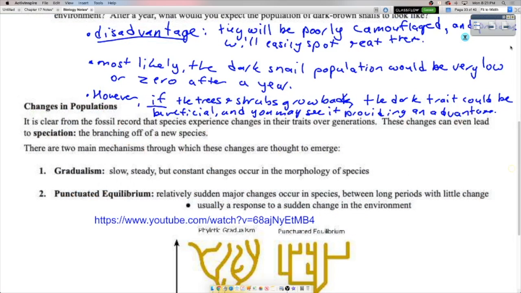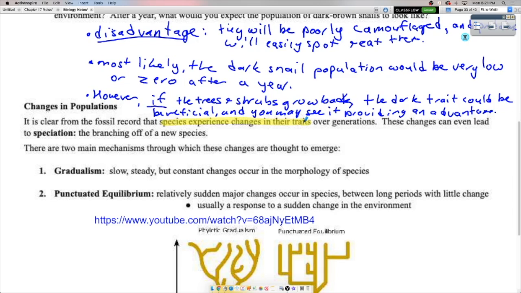Okay, so we're kind of starting to get into the idea here that populations change over time, right? We were seeing here that the snail population, its traits were changing over time. They were going from fewer bands to more bands because the environment was getting lighter. So it's clear from the fossil record that definitely species do experience changes in their traits over generations, right?